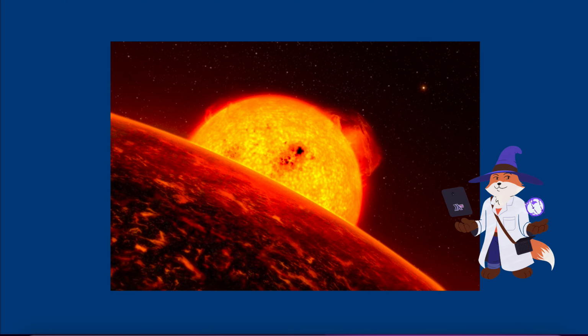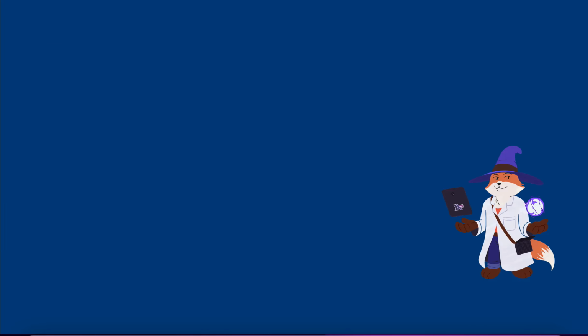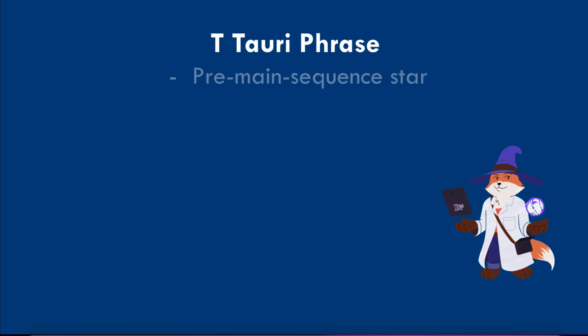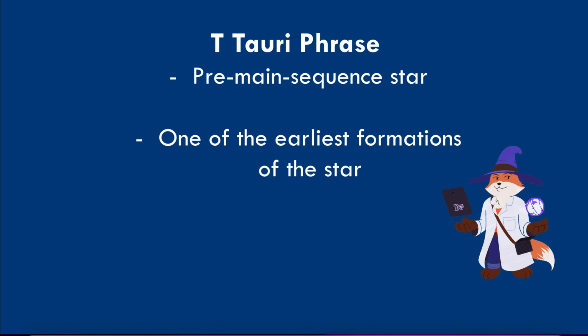Then, the protostar transforms into the Tauri phase, a pre-main sequence star, as time flies by. The Tauri phase is one of the earliest formations of the star, and it is cooler and does not contain enough temperature in order to ignite.